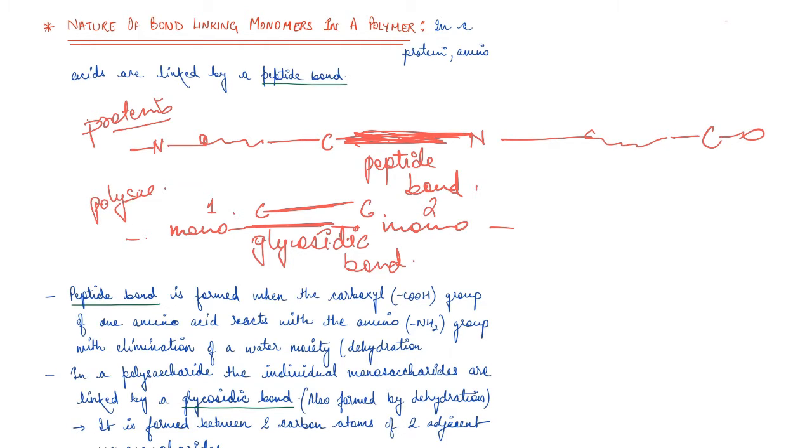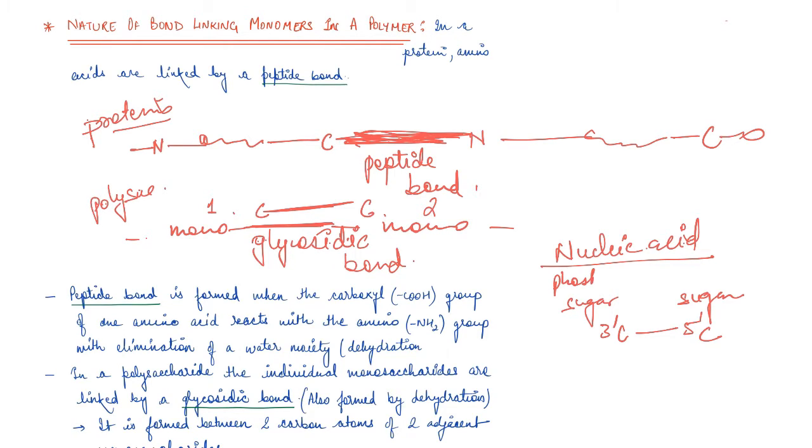Now again in the case of nucleic acids, what happens? The phosphate group links the 3 carbon of one sugar of one nucleotide to the 5 carbon of another, so there you have a bond between the sugar molecules. So 3 carbon of one sugar is joined with 5 carbon of another sugar, right? This is nothing but a phosphodiester bond, right? So it starts from phosphate and hydroxyl group of sugar, right?